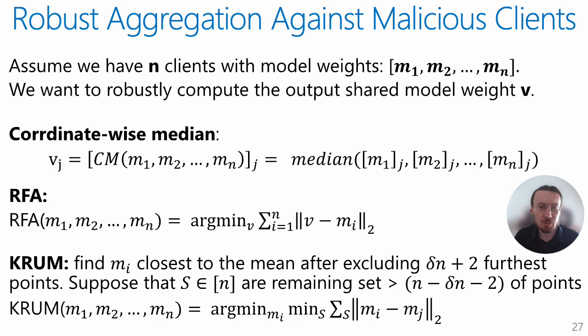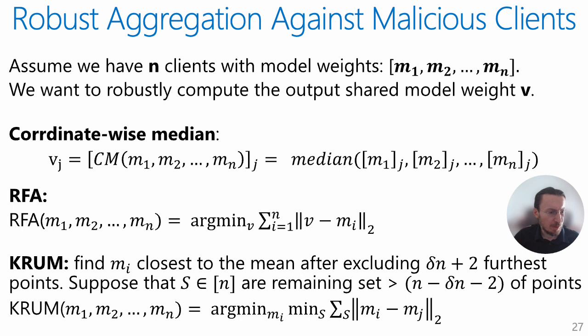Finally, one of the most popular robust aggregation algorithms was CRAM. CRAM tries to select a point m sub i, which is closest to the mean, after excluding a fraction, some delta n plus 2, of the farthest away points. Suppose that S is a set of these clients of size at least n minus delta n minus 2, and then CRAM computes the m sub i by selecting the set S that has at least n minus delta n minus 2 points for these clients, and minimizes the sum, which expresses the distance between weights.